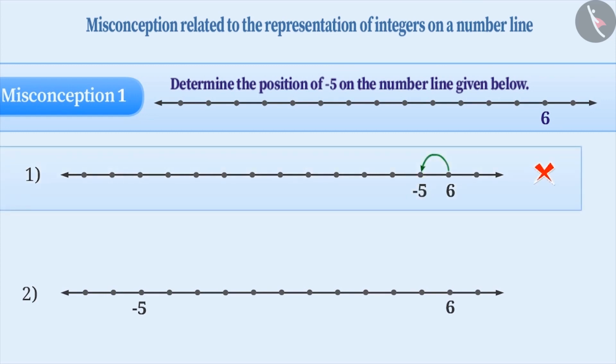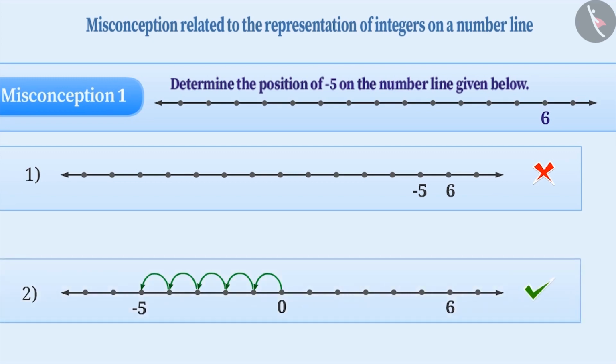This is incorrect. To find the correct position of minus 5, first find the position of 0. To do this, move 6 places to the left of number 6. By doing this, we arrive at 0. After finding the position of 0, it is easy to determine the position of minus 5. Since minus 5 is a negative number, mark it by moving 5 places to the left of 0. Therefore, the correct answer is option 2.